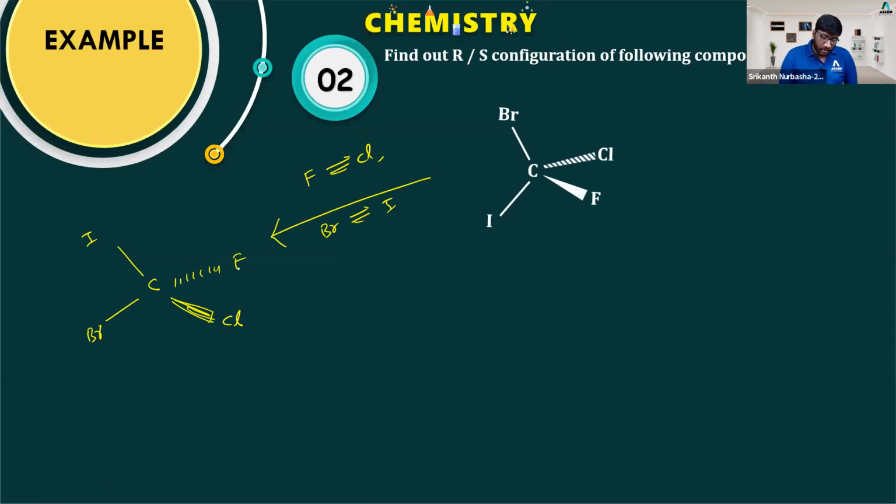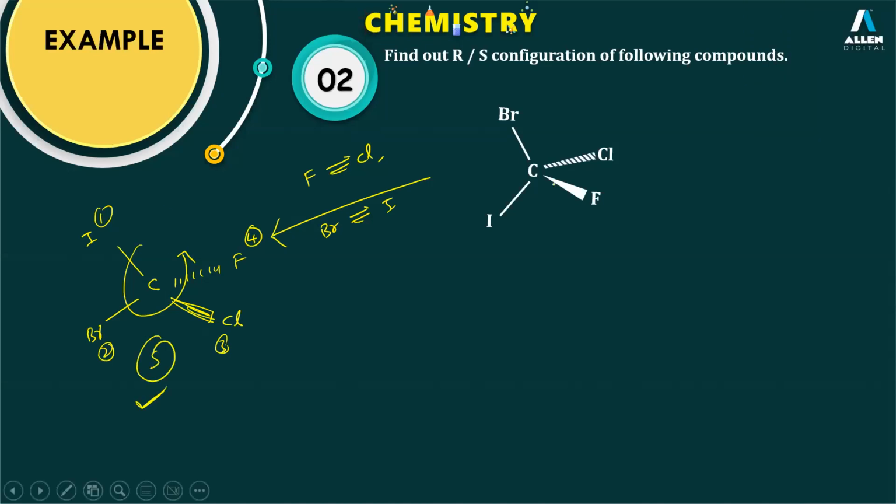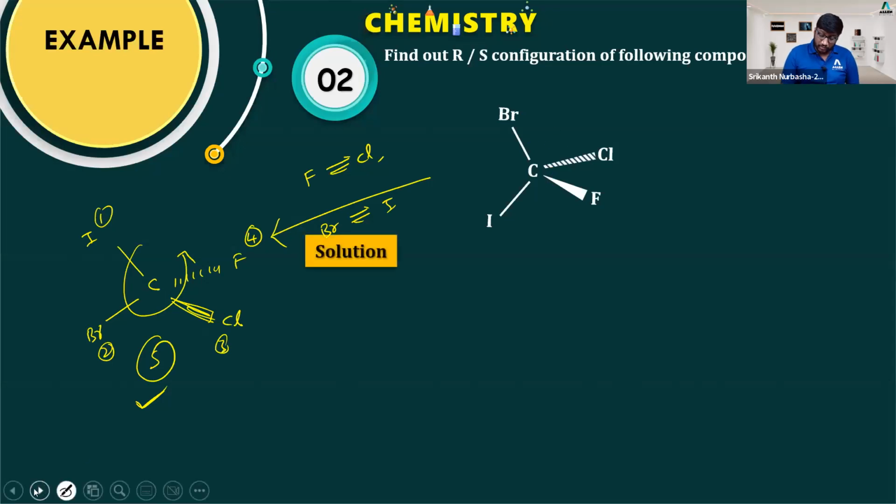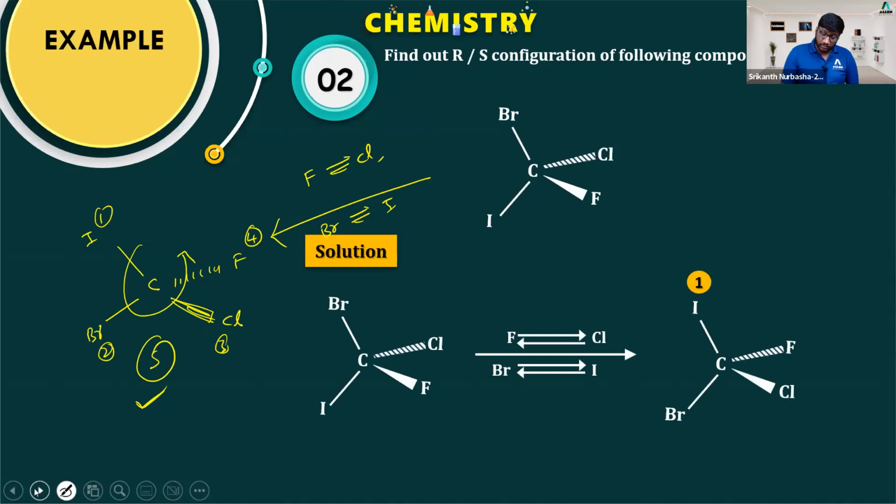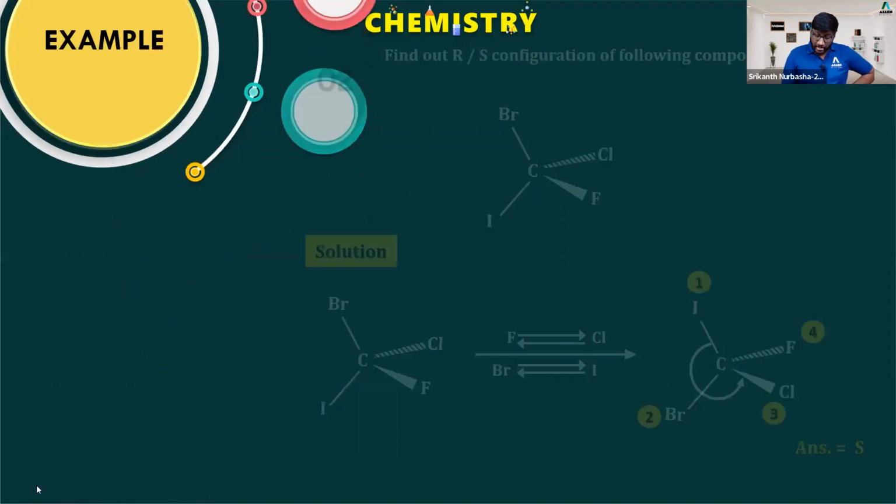Configuration would be same. So now assign the numbering, like priority. Fourth priority will be fluorine, first priority iodine, second priority bromine, third priority chlorine. 1 to 2, 2 to 3. How are you going? In the anti-clockwise direction. Anti-clockwise means S. So the configuration of the molecule whatever they have given to you has S configuration. 1 to 2, 2 to 3, it is going to have S configuration. Answer is S.